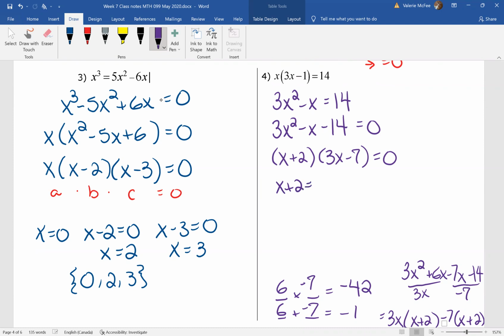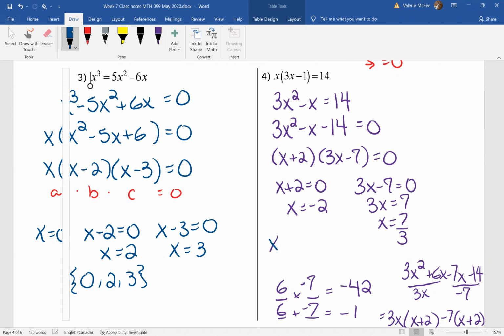Our first factor could equal 0, or our second factor could equal 0. So two possible solutions here. X could equal -2 or 7/3.